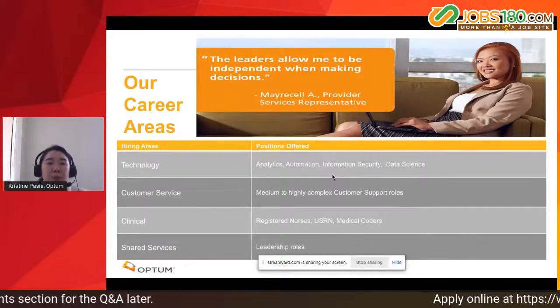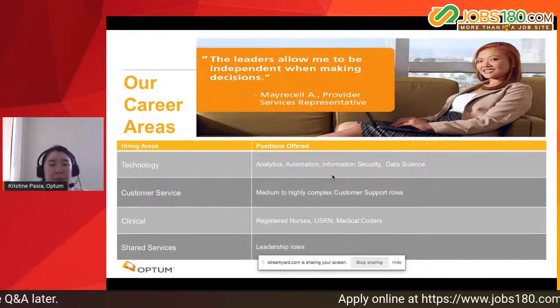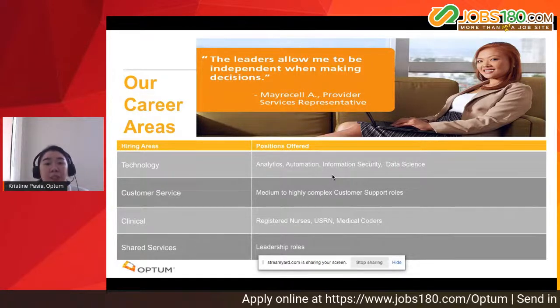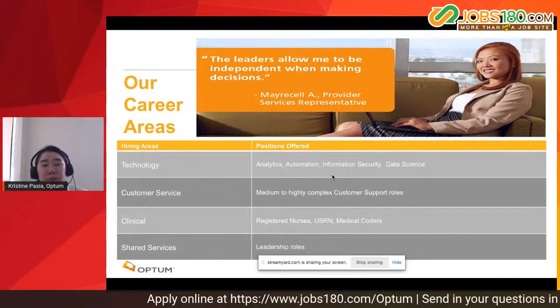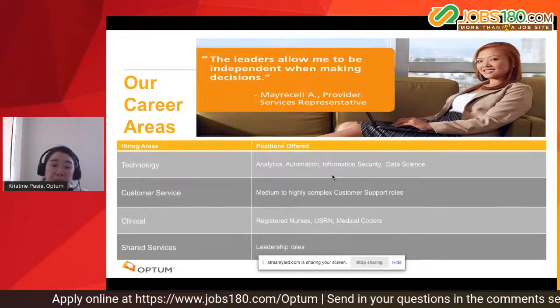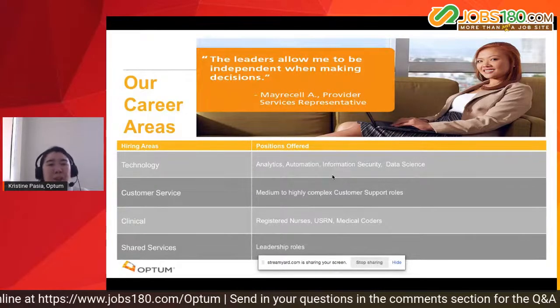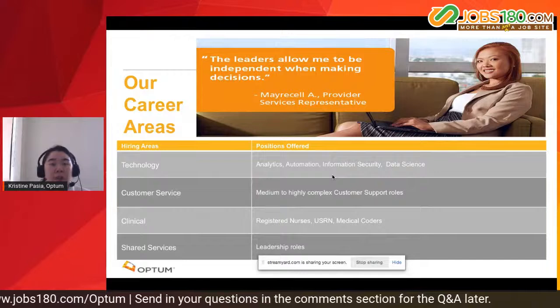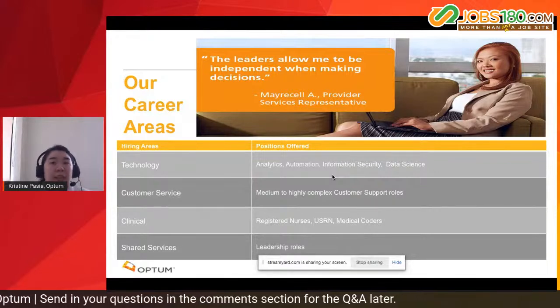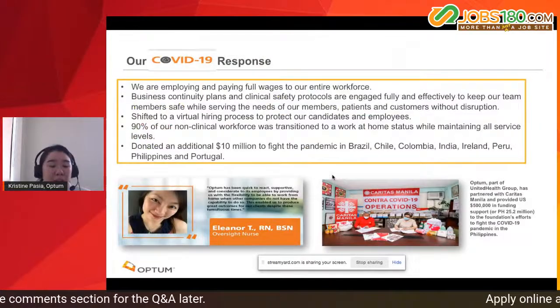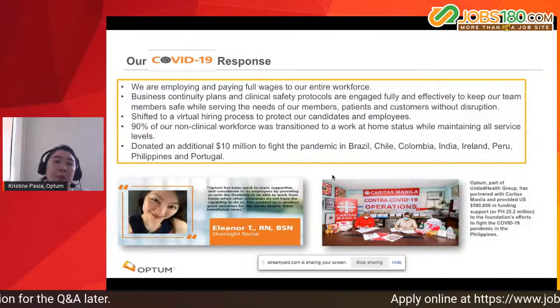And lastly, of course, we have our shared services roles, where we have opportunities under the human capital or human resources department, finance department, and employee engagement department. So for more opportunities and career areas, you can check out our career site later, where I'll be discussing the link.